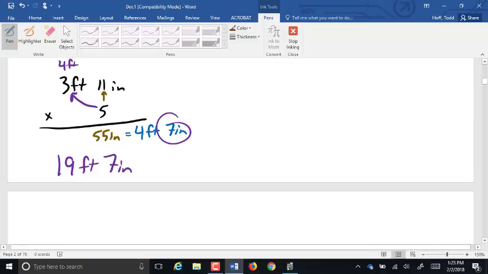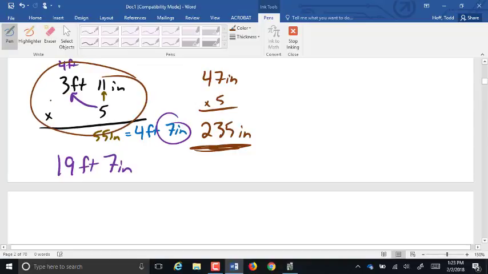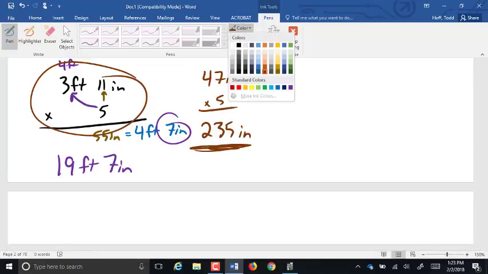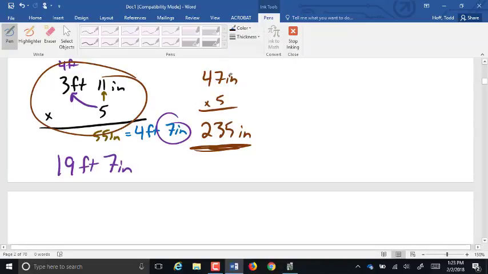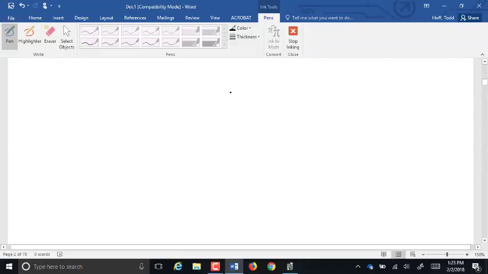You could have turned that 3 feet, 11 inches into 47 inches, multiplied by 5, which would give you 235 inches, and then convert it back down. But converting this back down into feet and inches can be kind of a pain. So for me, it's a lot easier to leave it as feet and inches, leave it in the dual units to multiply it out. But some of you may find it easier to convert. Same type of thing goes for when we divide.